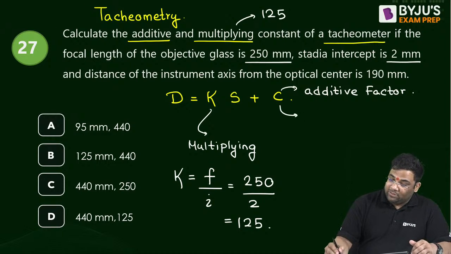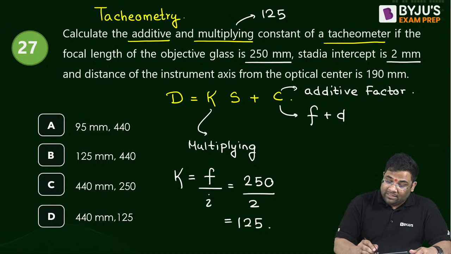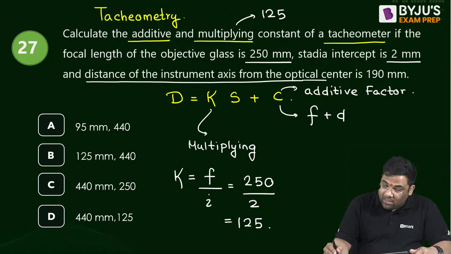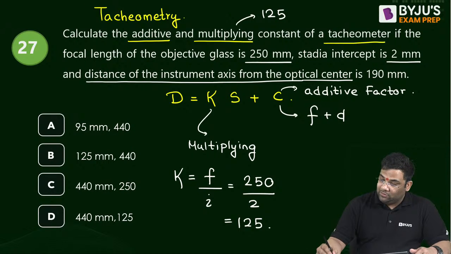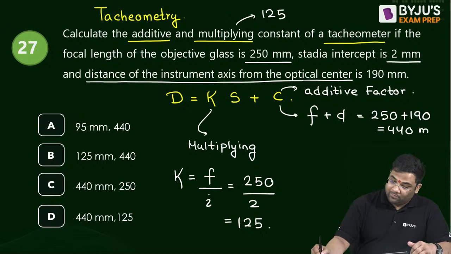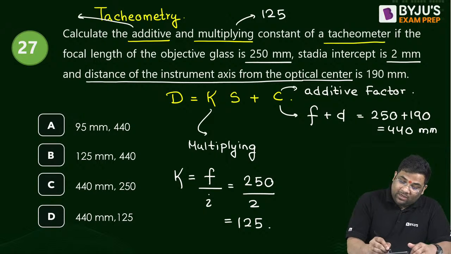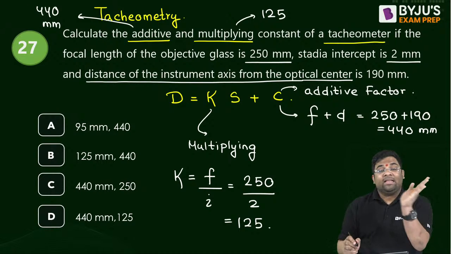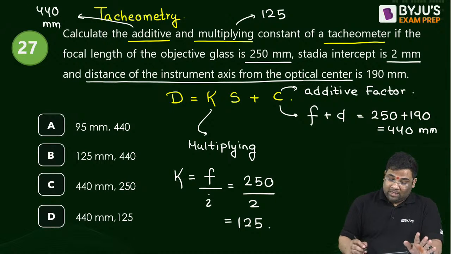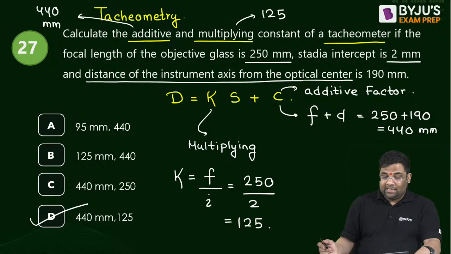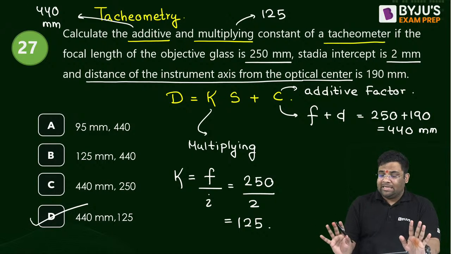And this additive constant is F plus D, where F is the focal length and D is the distance of the instrument axis from the optical center. This is 250 plus 190, that is 440 mm. So they have first asked for the additive constant, and then the multiplying constant. So the answer is D. Understood everyone? A very standard question which they can ask.